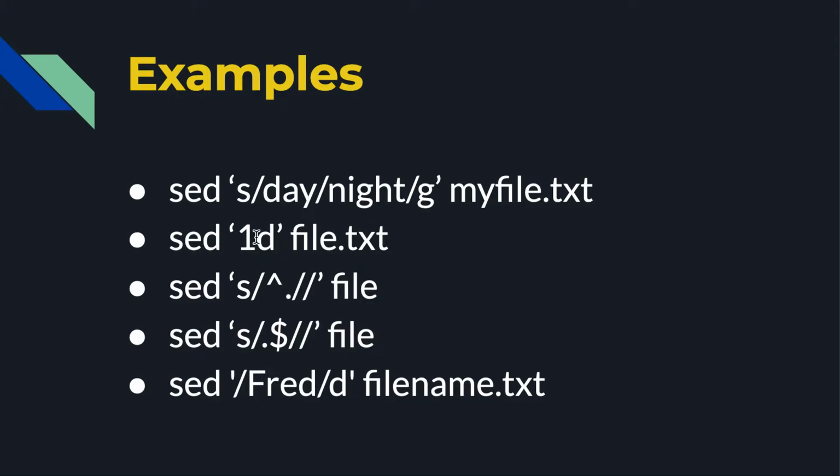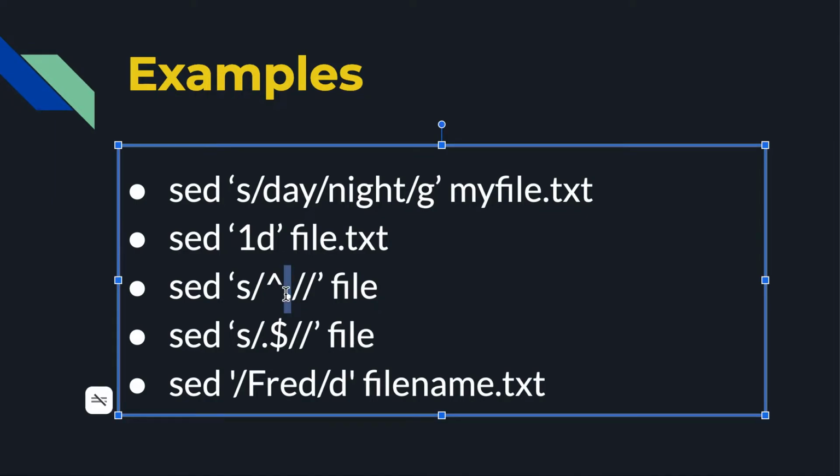Sed 1d says delete the first line of the file.txt. This is a regular expression. This says match any, remember the dot says any character, so look at the first character of each line, and in here I have nothing, so replace it with nothing. In other words, delete the first character of each line. This one, remember, this is the placeholder for the end of a line. If you've watched the regular expression tutorial, this says look at the last character of each line and delete it in the file. This one says search for any line that has the word Fred on it and delete it.